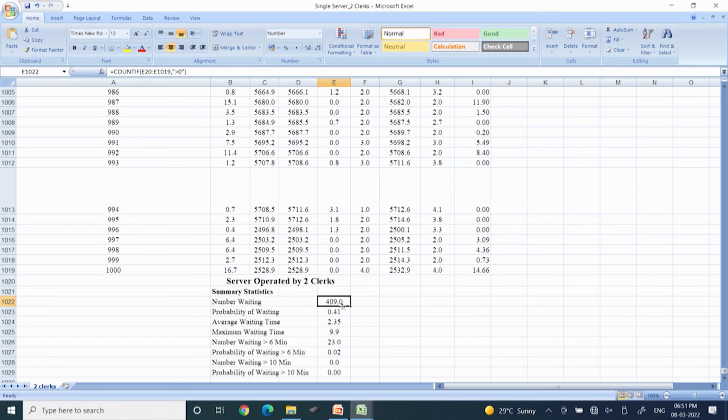For the second design, number of people waiting 409, probability of waiting 0.41. See the average waiting time. The average waiting time is 2.35 minutes. If I keep pressing F9, see that the average waiting time is 1 minute. What was the target?